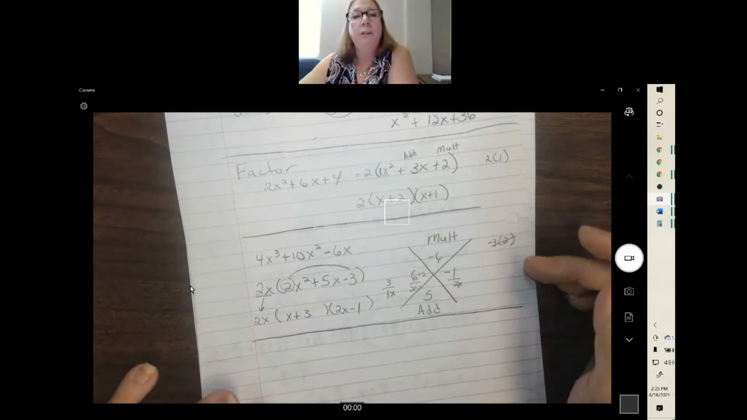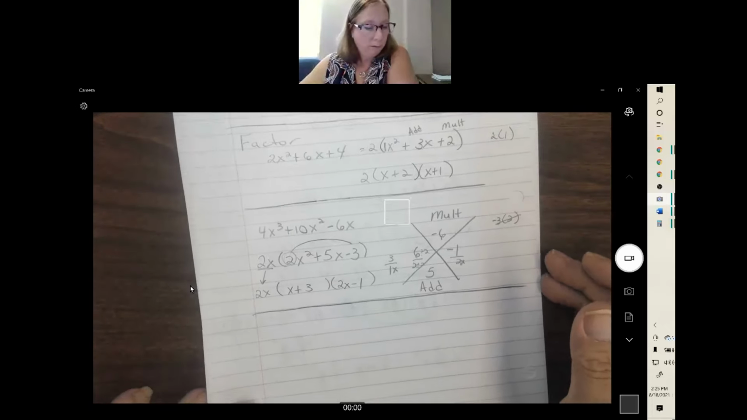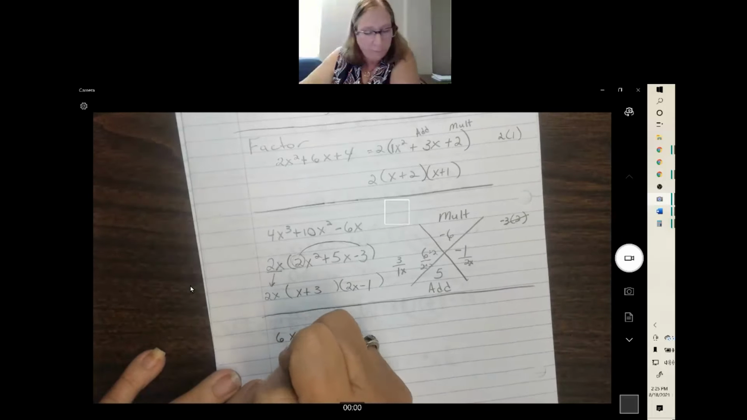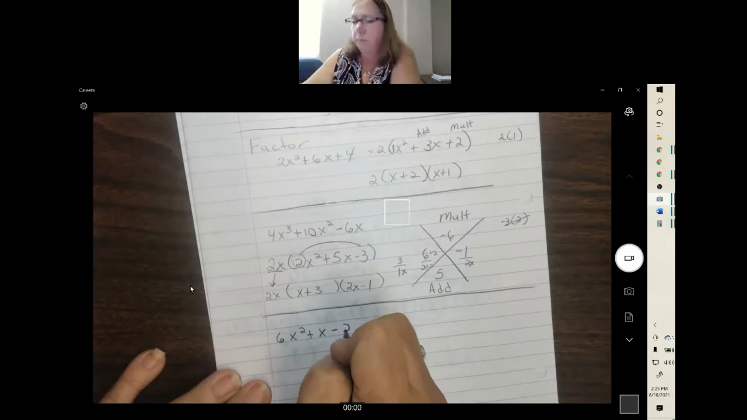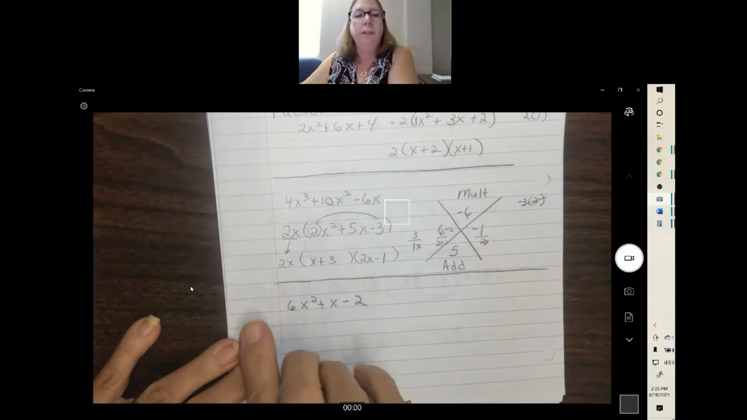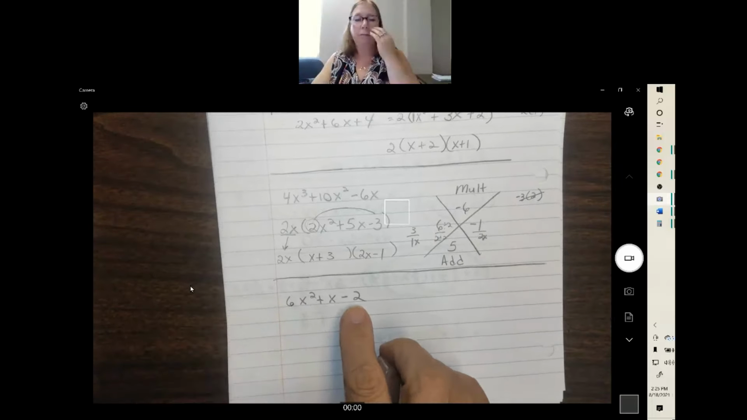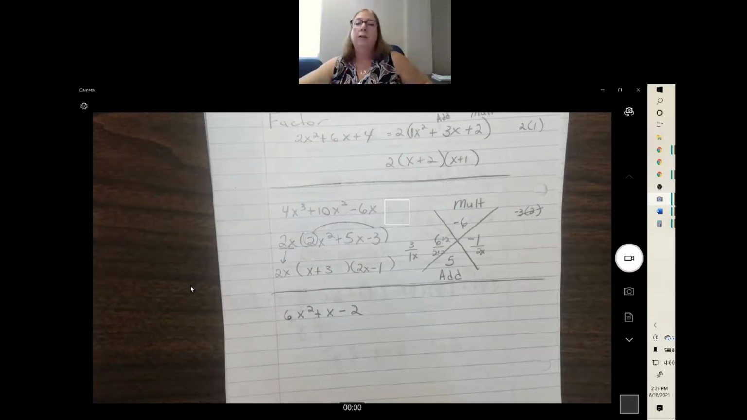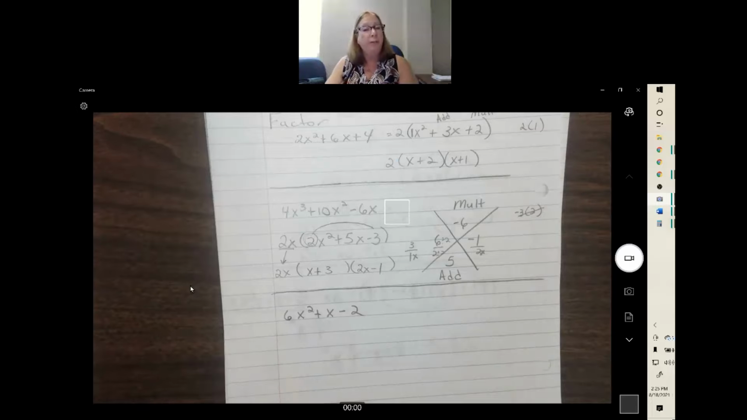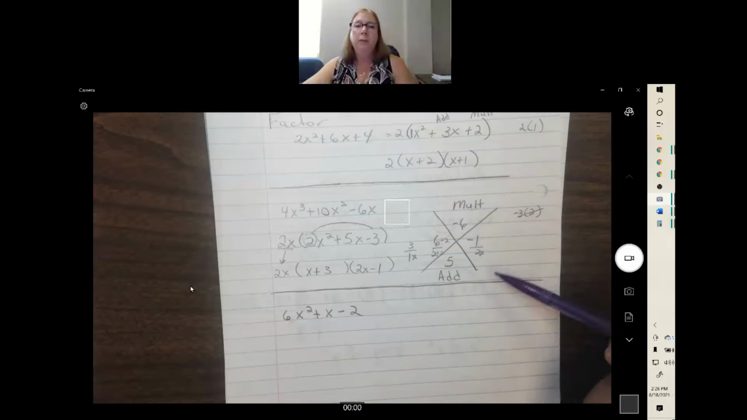We'll try another one. Is there any questions? Okay, so we want to factor 6x squared plus x minus 2. Now it's up to you which way you want to do it. If you are comfortable factoring a different way, then go ahead and factor it that way and we'll make sure we have the same answer at the end. But if you want to try the x, go ahead and try that, and then we'll go over it.